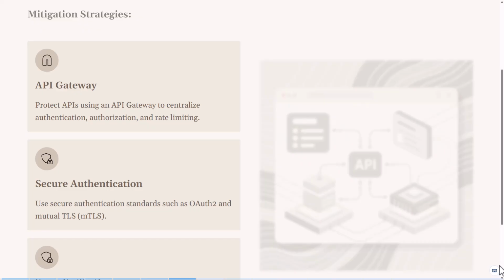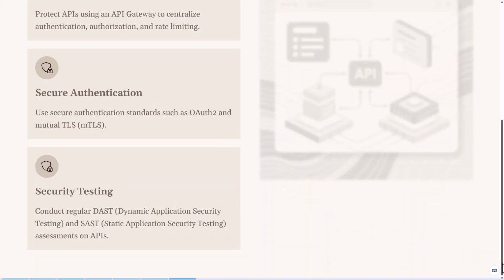Next, we should use safe authentication methods like mutual TLS to make sure only trusted users and systems can connect. Then we can regularly test APIs with tools like DAST, means dynamic testing, and SAST, means code scanning, to find and fix security problems.